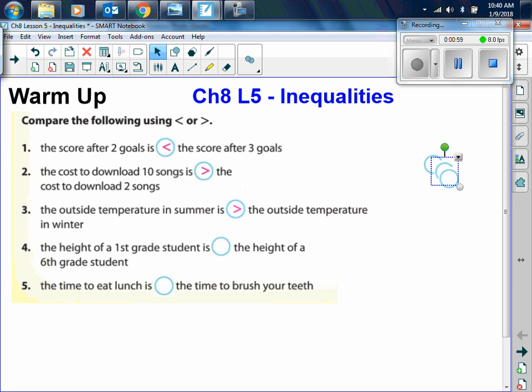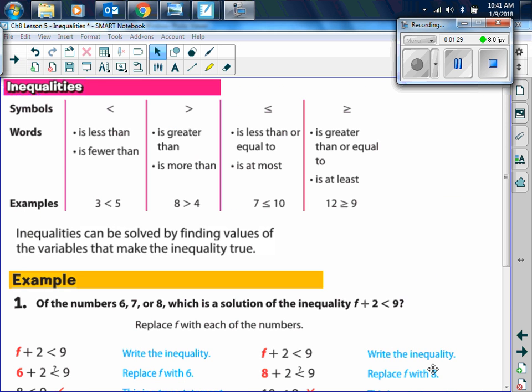The height of a first grade student compared to the height of a 6th grade student. Most of the time, right? Okay. And the time to eat lunch compared to the time you brush your teeth. And we're talking about how long it takes to eat lunch compared to how long it takes to brush your teeth. So that's going to be good. Very good.